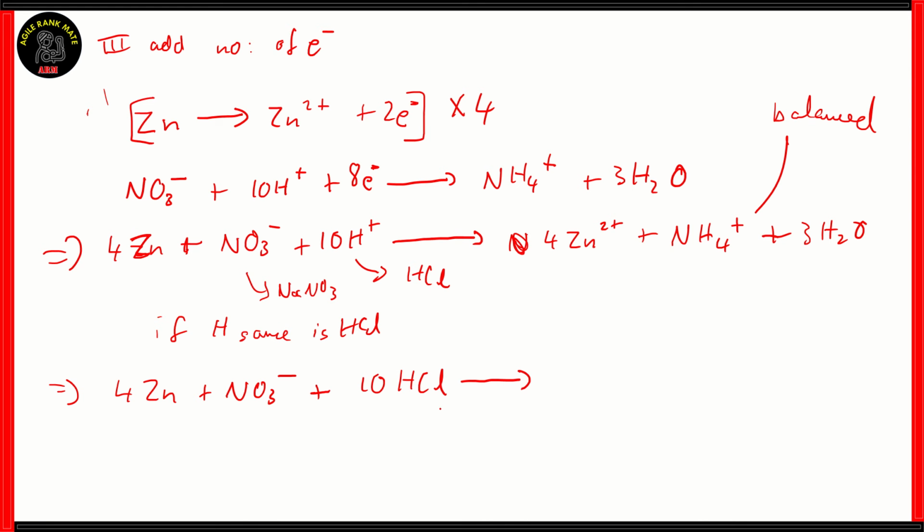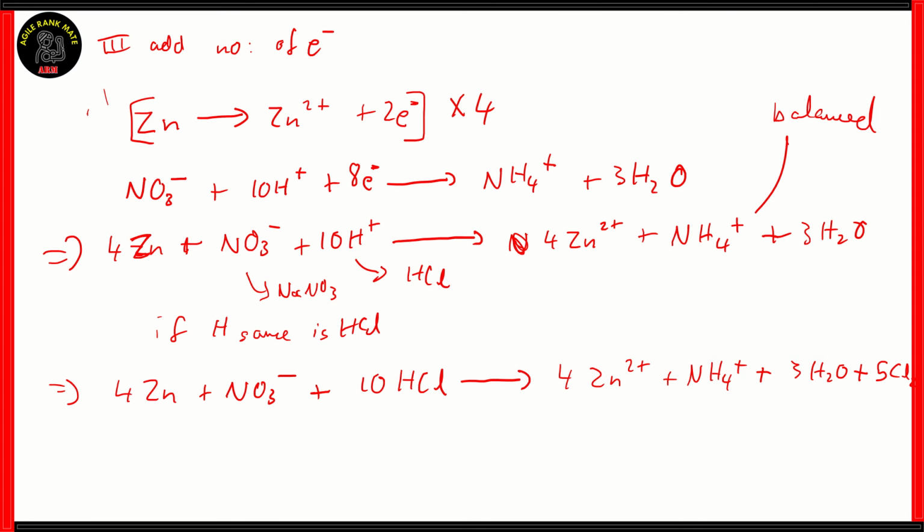So in order to balance out the 10 chlorine atoms that came in on the left-hand side, what we do is we write 4Zn2+ NH4+ 3H2O plus 5Cl2. So we take 5 chlorine molecules, we get 5 chlorine molecules on the right-hand side that came over from the 10 chlorine atoms.